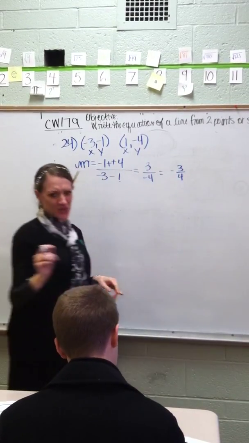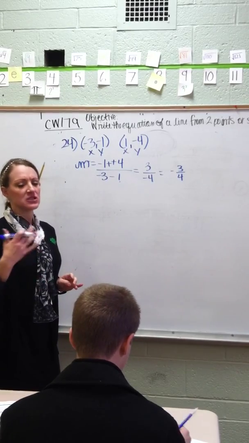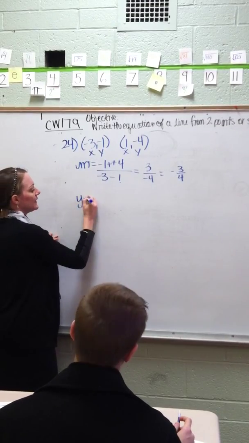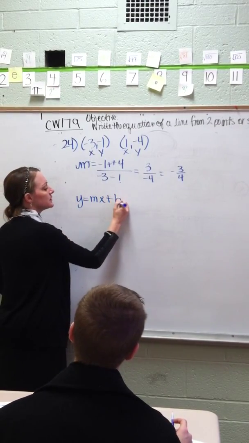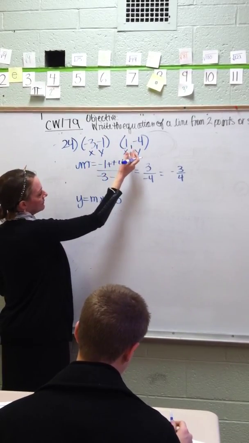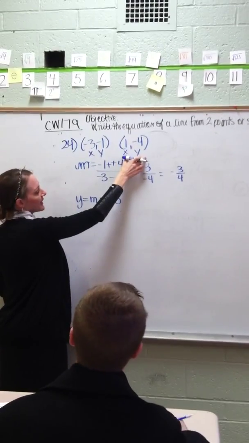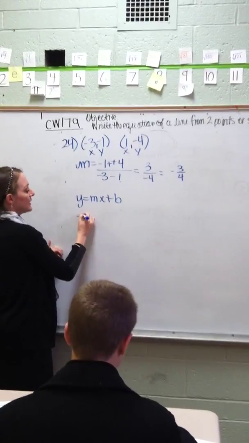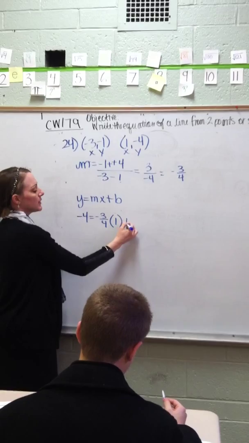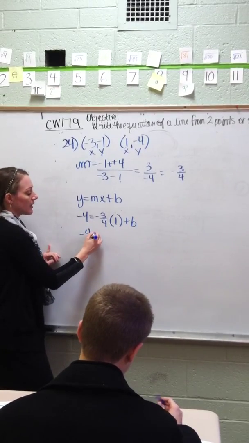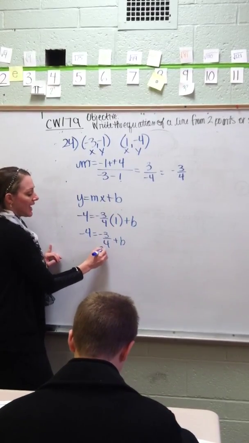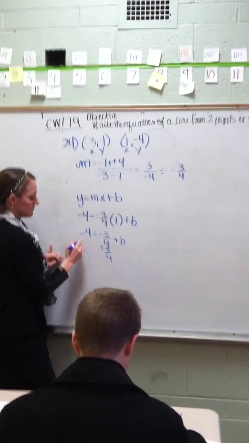Are we okay there? I think you got that. It had to do with when you substitute it back in. So now I solve for b. Y equals mx plus b. I'm going to use this point because that'll make my x 1. So I have negative 4 is equal to negative 3 over 4 times 1 plus b. Negative 4 equals negative 3 over 4 plus b because I multiply here. I add 3 over 4 to both sides.